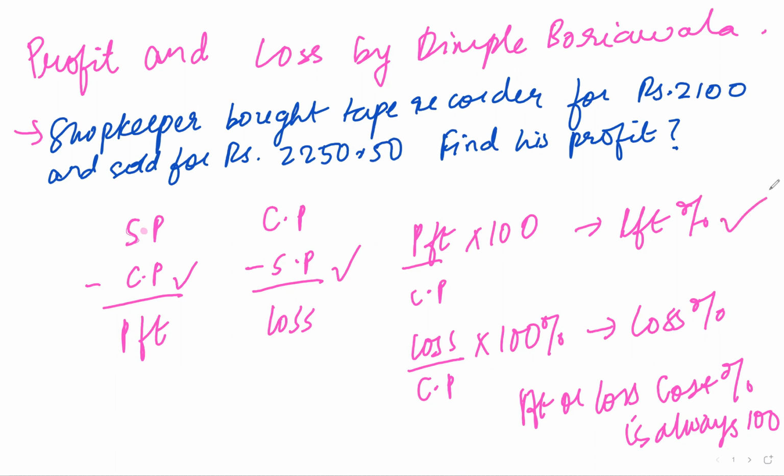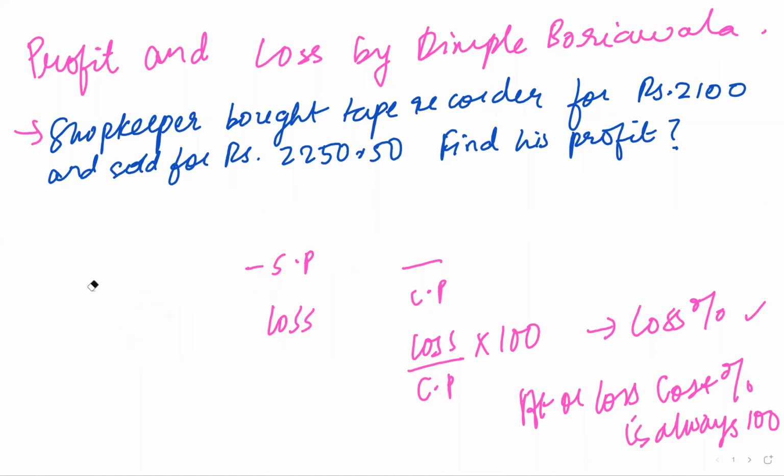Profit percent is profit over cost price into 100. Loss percent is loss over cost price into 100. Whether it is profit or loss, my cost percent will be always 100. So please remember these formulas and your things are sorted. Now, let us do few examples of this topic.